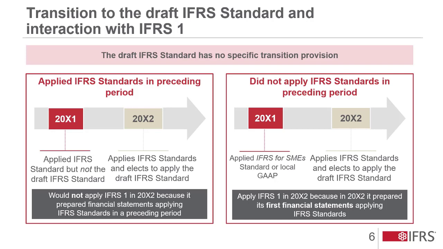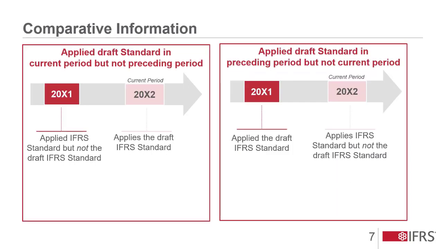One thing to highlight is, even though such a subsidiary would apply IFRS 1, it would apply the disclosures in the draft IFRS standard set out under the subheading IFRS 1. Considering the interaction of the draft IFRS standard with IFRS 1, no additional transition provisions were proposed. Now that we have covered transition to the draft standard, let's consider comparative information by considering an example.